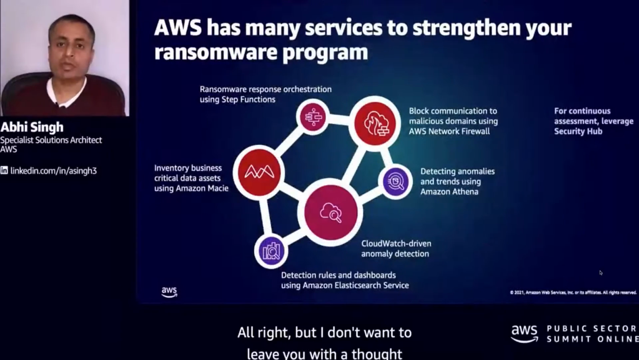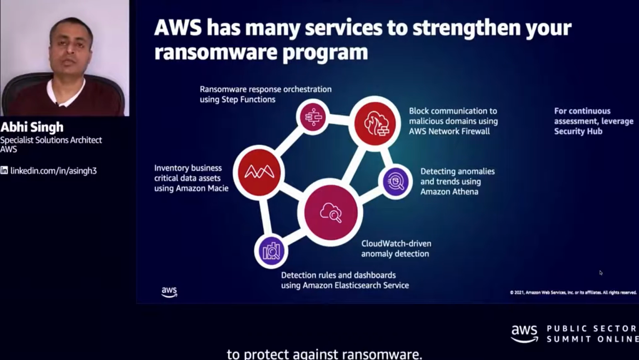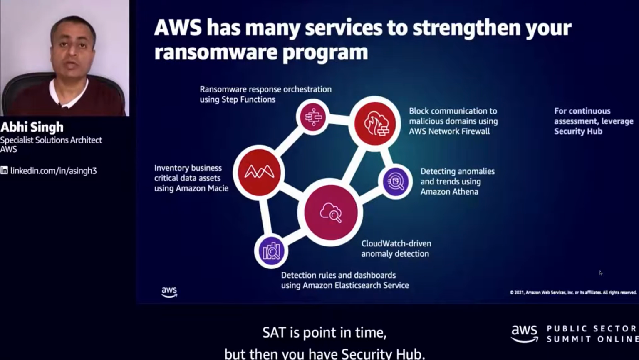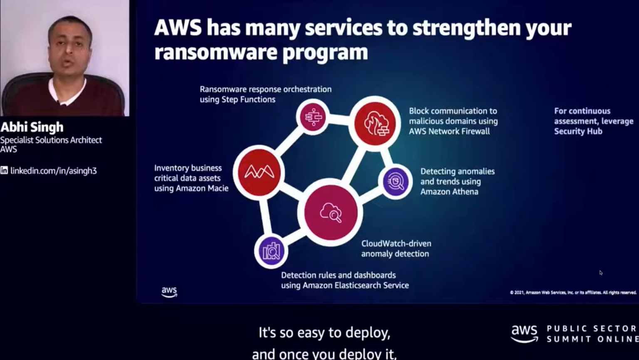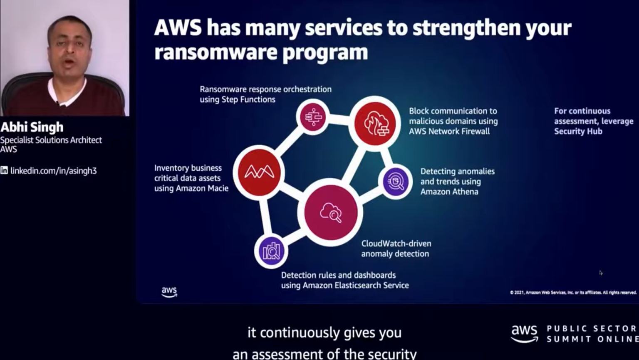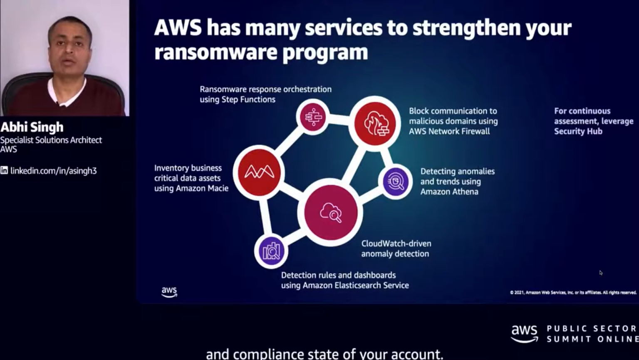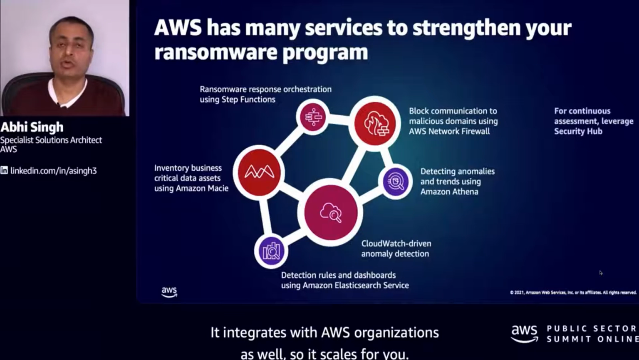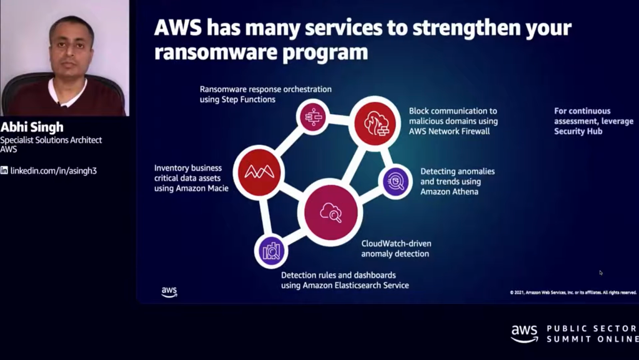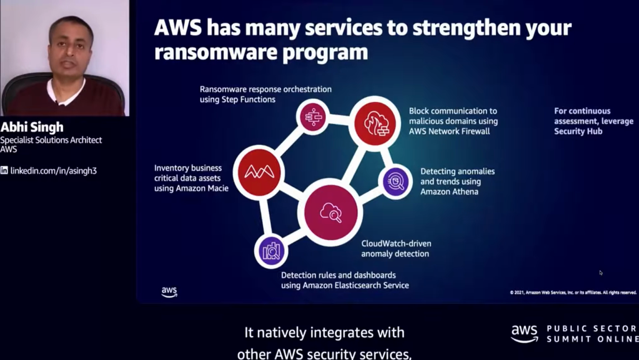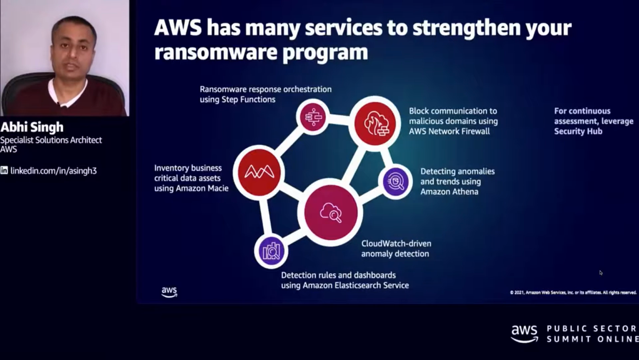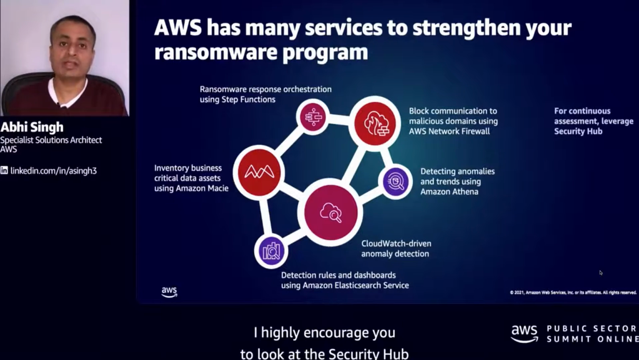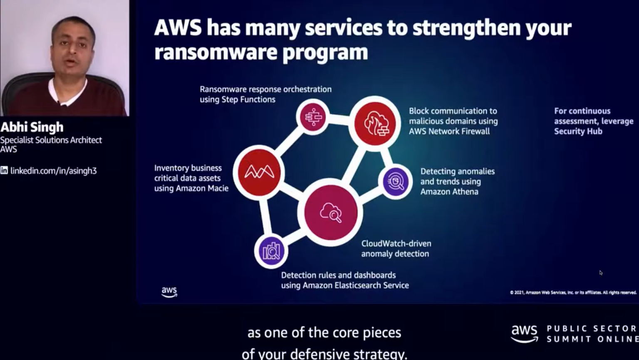All right, but I don't want to leave you with a thought that SAT is the only tool in your arsenal to protect against ransomware. SAT is point in time, but then you have Security Hub. Security Hub is such an amazing service. It's so easy to deploy, and once you deploy it, it continuously gives you an assessment of the security and compliance state of your account. And it integrates with AWS Organizations as well. So it scales with you. It natively integrates with other AWS security services and with many of the partner products that you might already be using. So I highly encourage you to look at Security Hub as one of the core pieces of your defensive strategy.